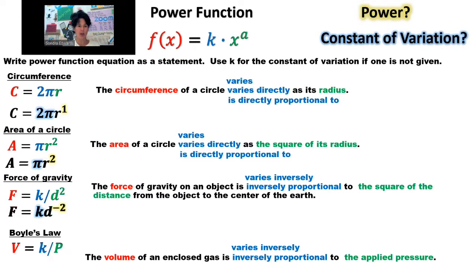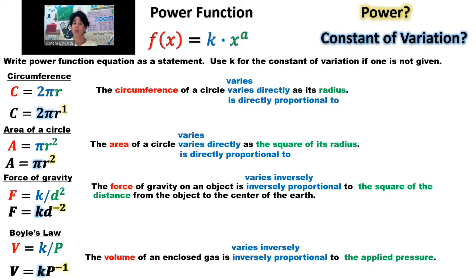Similarly, in Boyle's law, that equation sitting there does not look like a power function, so we need to rewrite it to make it look like a power function. It's currently divided by p, so it's p to the first power in the denominator. So we're going to move it to the numerator by changing the sign on the exponent. Cross the line to change the sign of the exponent. So we actually have k times p to the -1, and then k is going to be the constant of variation, and the power is -1.